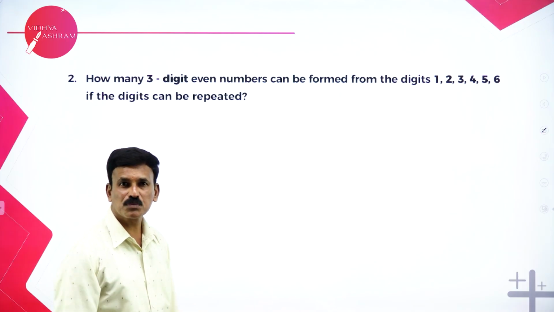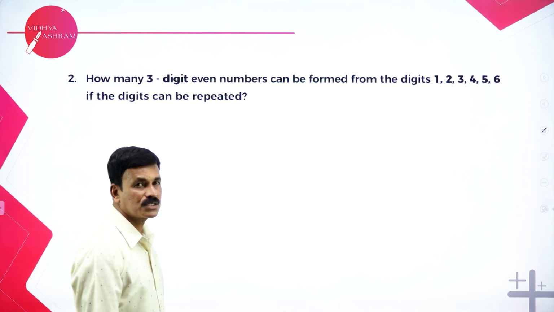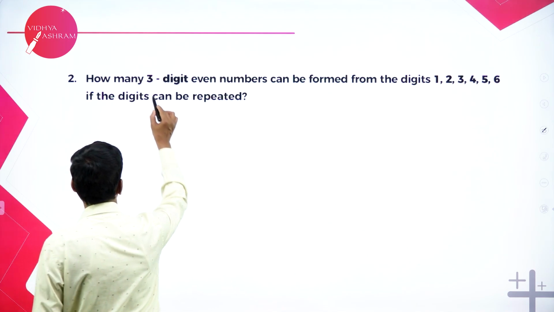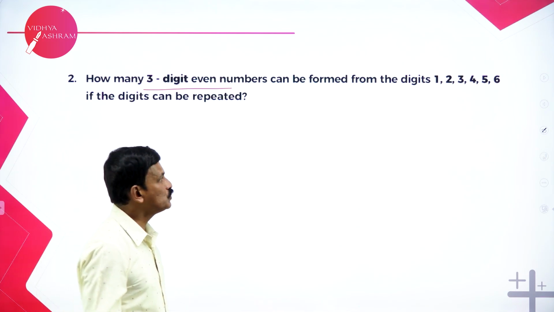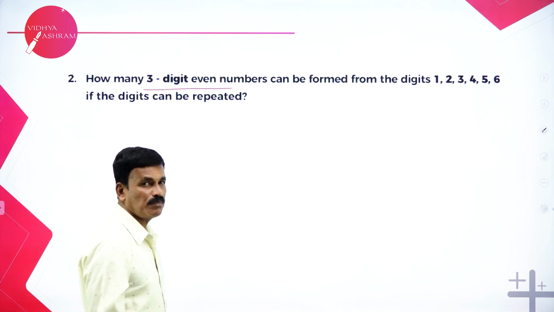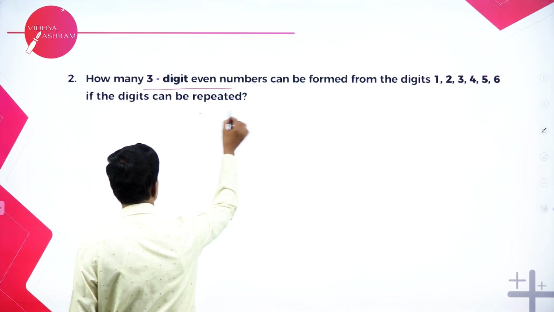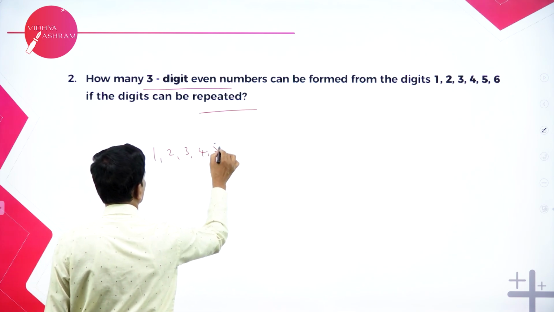Now let us move on to the next problem. What is the next problem? How many 3 digit even numbers can be formed from the digits 1, 2, 3, 4, 5, 6 if the digits can be repeated? So if the repetition is allowed, what are the digits given? 1, 2, 3, 4, 5, 6.